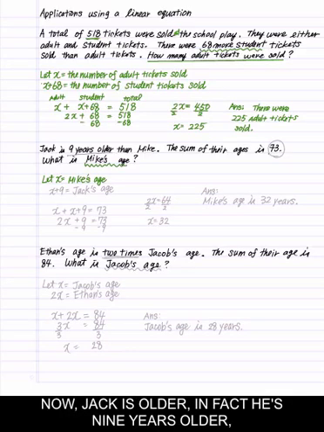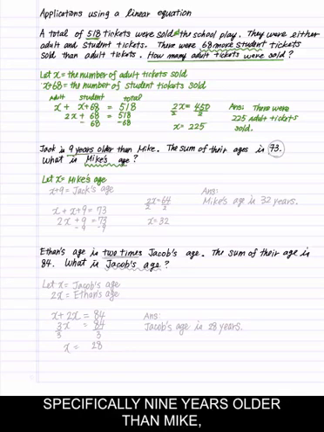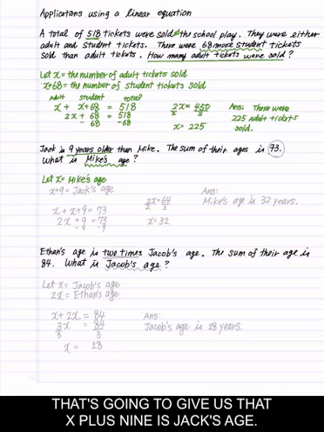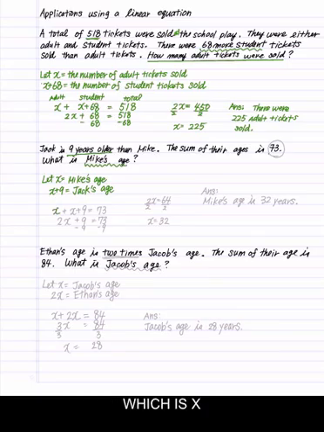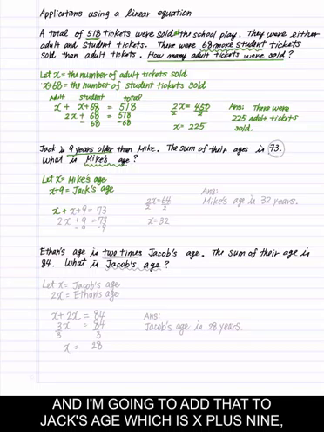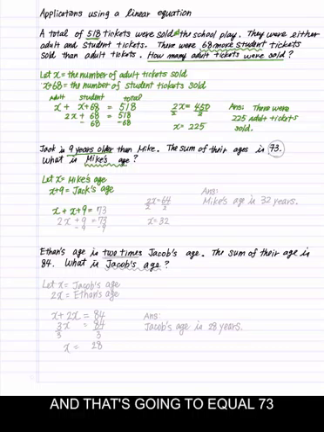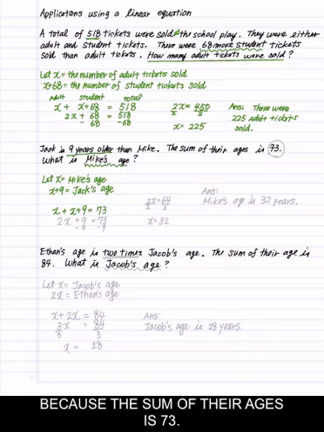Now Jack is older. In fact, he's 9 years older, specifically 9 years older than Mike. That's going to give us that X plus 9 is Jack's age. So, just like I did before, I'm going to take Mike's age, which is X, and I'm going to add that to Jack's age, which is X plus 9. And that's going to equal 73, because the sum of their ages is 73.